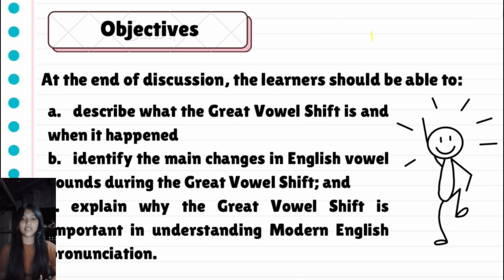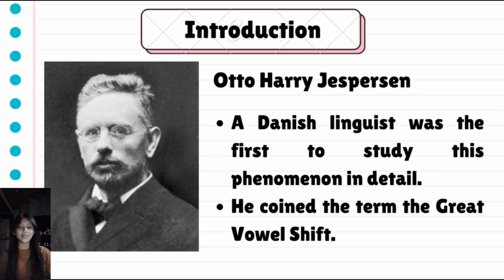So, this is our lesson objective. At the end of the discussion, the learner should be able to: A. Describe what the Great Vowel Shift is and when it happened. B. Identify the main changes in English vowel sounds during the Great Vowel Shift. And C. Explain why the Great Vowel Shift is important in understanding modern English pronunciation.